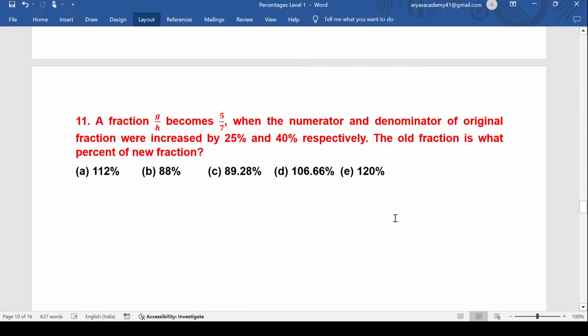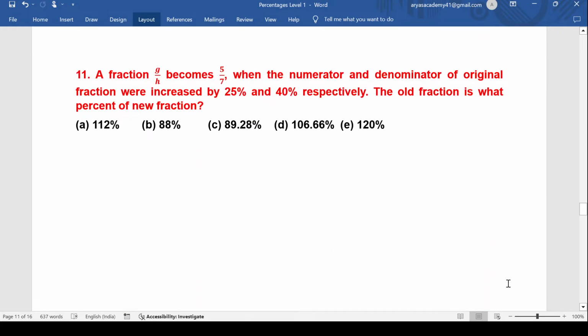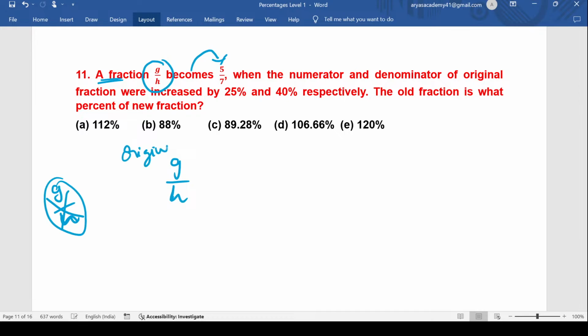Okay, let me move to question number 11. See, the question is actually stating that a fraction, initially it is g by h. G by h is the fraction, which becomes 5 by 7. You don't know the original value of g by h. The original value may be 2 by 3 or 3 by 2, whatever it may be. But you don't know the original value. That is why we consider the original fraction to be g by h.